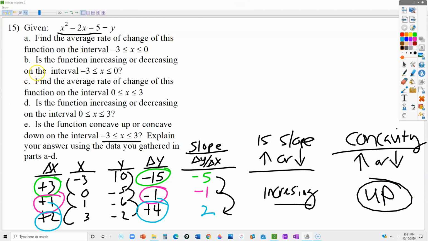So is the function concave up or concave down on that interval? And then it says explain your answer using the data you gathered in parts A through D. Well, I used my data from parts A through D to get these y values here. And also you could tell the answer from the slopes too. But either way, I'm explaining my answer with the table that I shared with you. So we found our x's, our y's, our deltas, and our slopes, and we found that our slopes are increasing. Therefore, it's concave up.